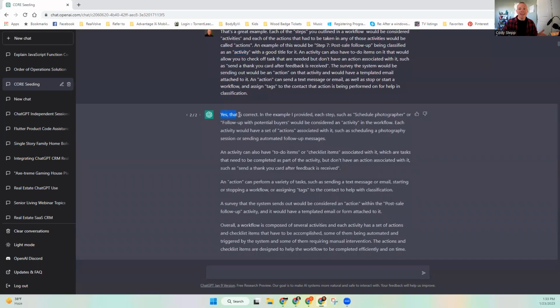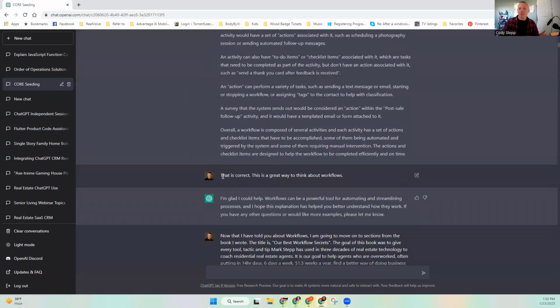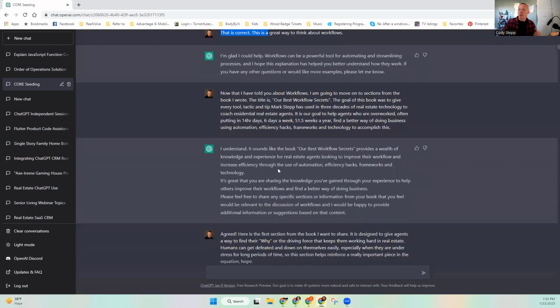And then I explain a little bit about what an action would be and what an activity is. And so it actually validates itself. It says, yep, that's correct. And so then from there, it starts to apply that knowledge a little bit differently. And I'm validating that it applied that knowledge correctly. And then we move forward.